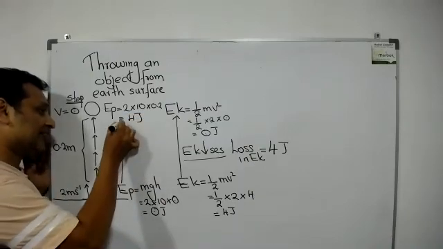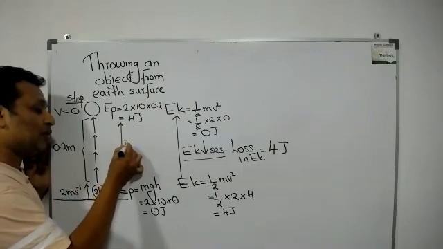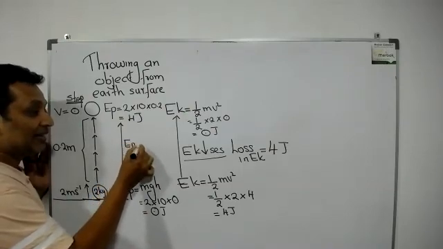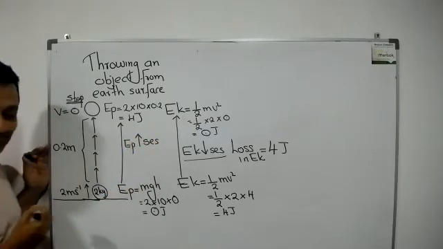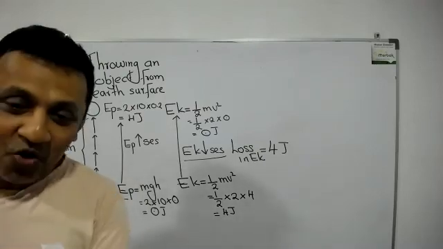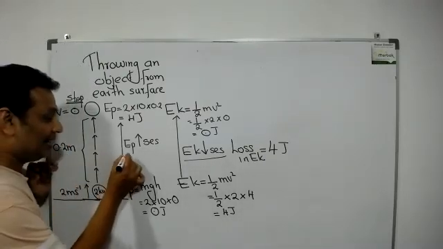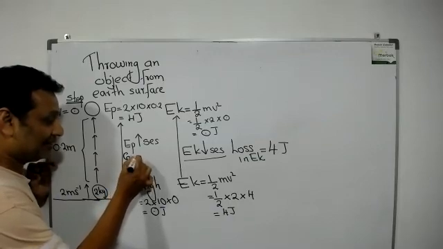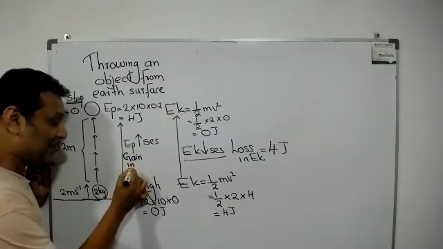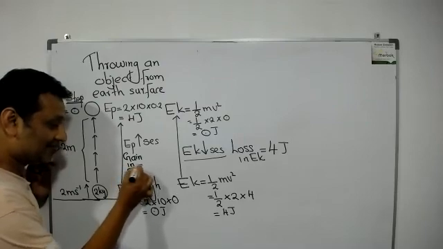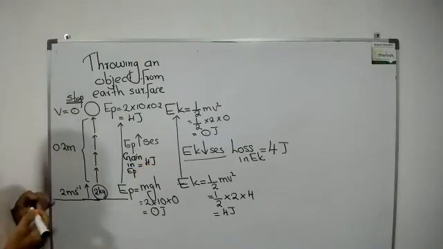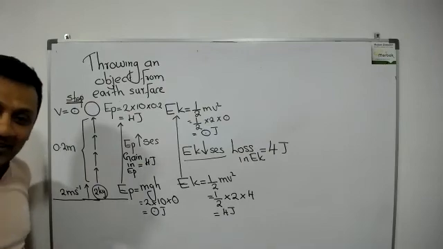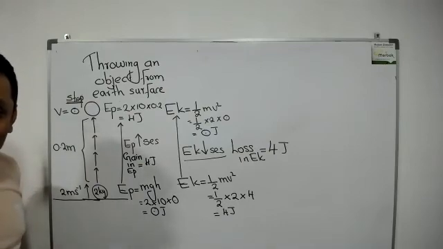So here to here, what is happening to EP? EP increases. How much is the gain in EP here? Gain in EP, how much? 4 joule. Can you understand what I am trying to prove here?